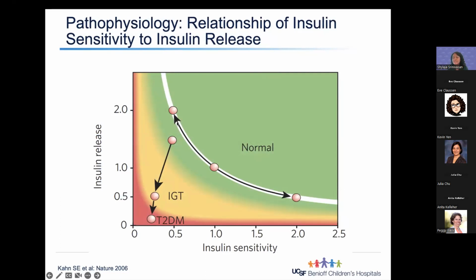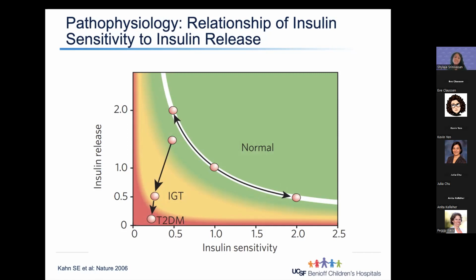So if there are instances when there is a decrease in insulin sensitivity, say during puberty or a short-term course of glucocorticoids, the body is usually able to compensate with an increase in insulin secretion. So you see here, even if the insulin sensitivity goes down, as long as there is a compensatory increase in insulin release, the body is able to maintain blood glucose levels in the normal range.